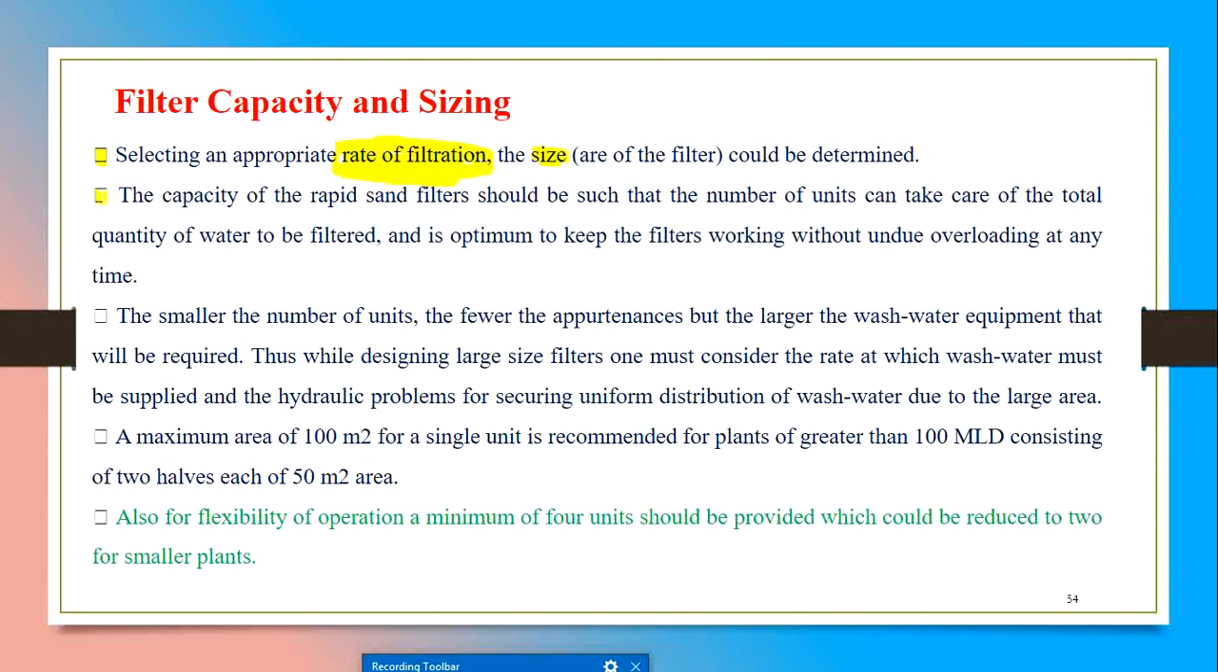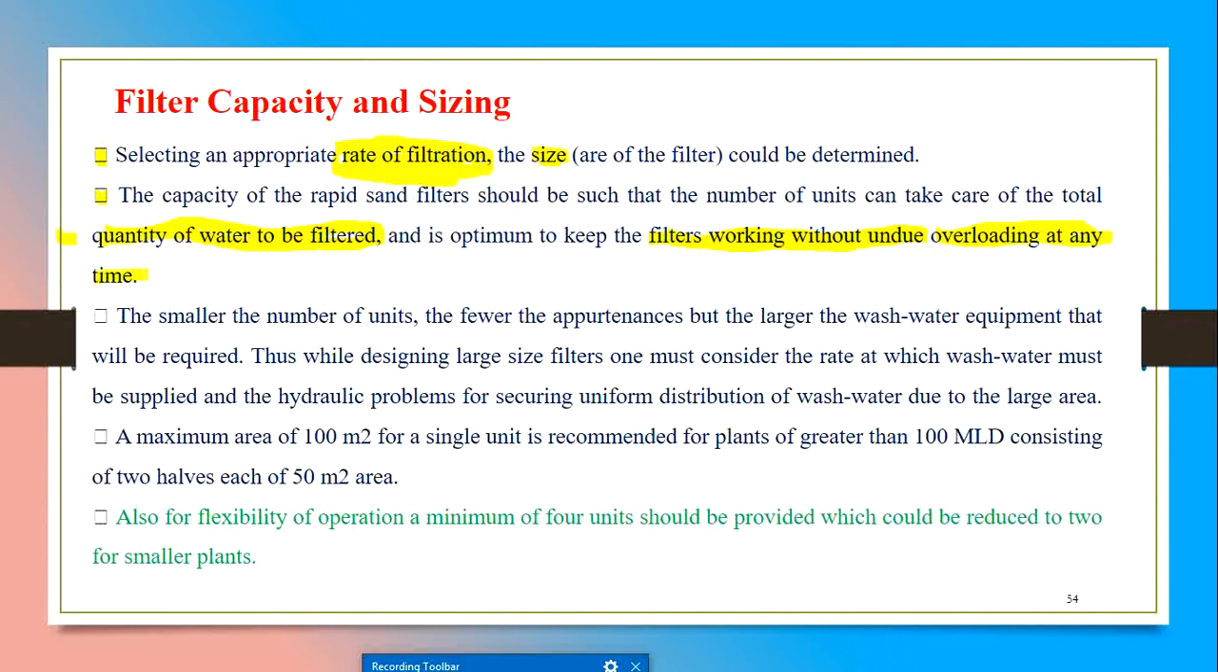Second point, the capacity of the rapid sand filter. The capacity should be such that the number of units can take care of the total quantity of water filtered, and it is optimum to keep the filter working without undue overloading at any time.